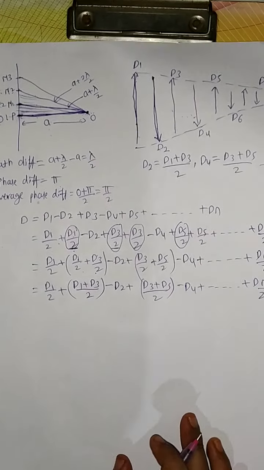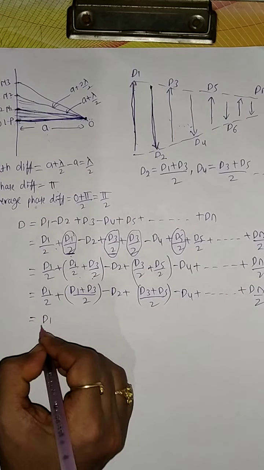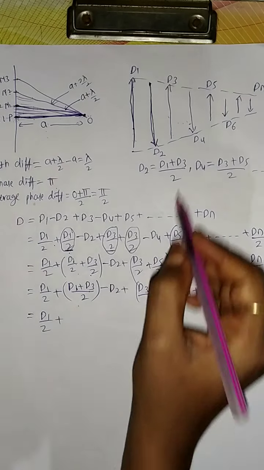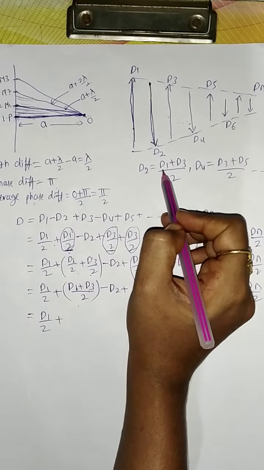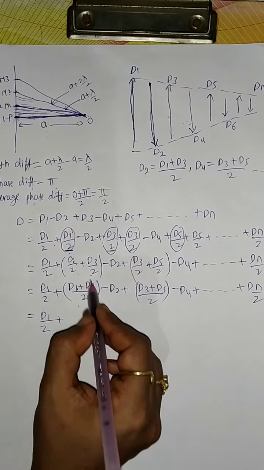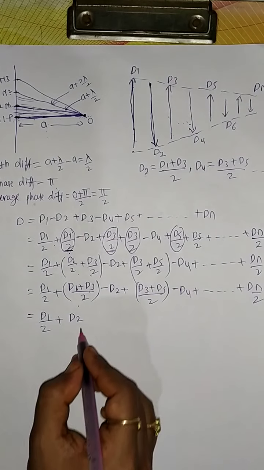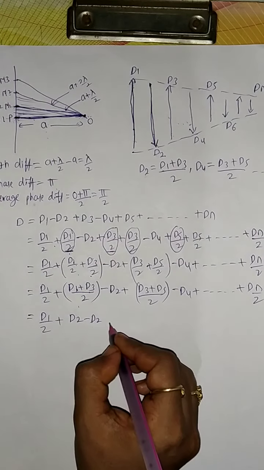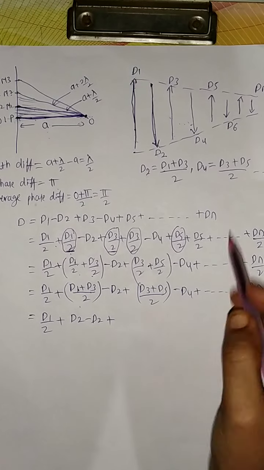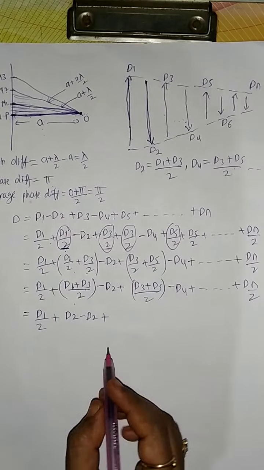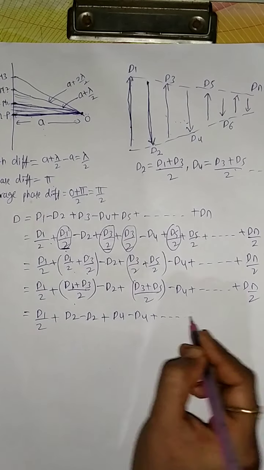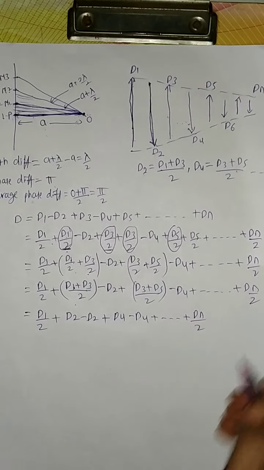Okay. Now this is equal to d1 by 2 plus, what is the value of d1 plus d3 divided by 2? See here, the value of d1 plus d3 divided by 2 is d2. Okay, so I'll replace this value with d2. And this minus d2 as it is. Again plus, what is the value of d3 plus d5 divided by 2? See here, its value is d4. So write that, d4 and minus d4 as it is. Plus dash dash plus dn divided by 2.